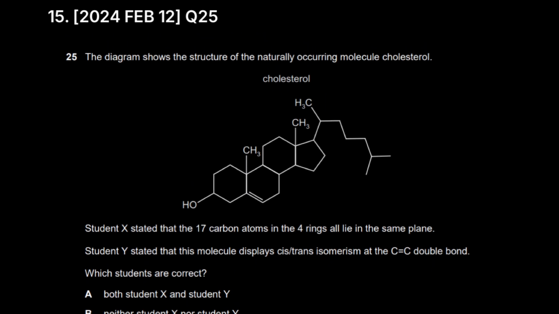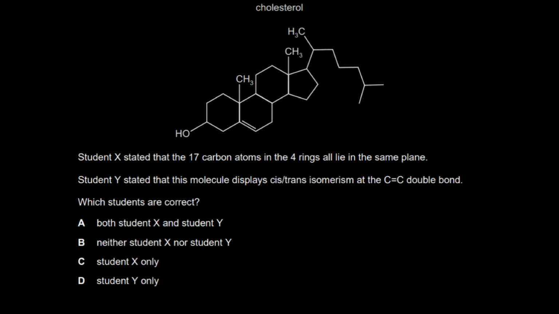Next. Okay, MCQ number 15. The diagram shows the structure of a naturally occurring molecule of cholesterol. Student X stated that there are 17 carbon atoms in 4 rings. First of all, let's check this out. 17 carbon atoms in 4 rings. Are there 17 carbon atoms in 4 rings?